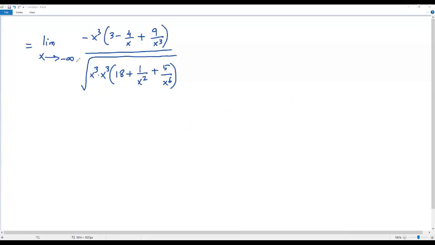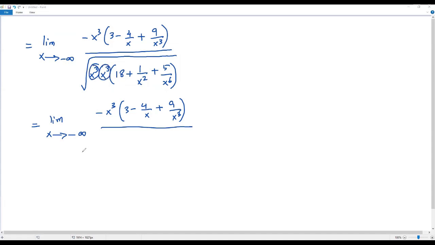Okay, now let's continue. This is the last step of our previous working. Now what we can do is take the limit as x extends to negative infinity. I'm writing the stuff in the numerator as it is: negative x cube times 3 negative 4 over x positive 9 over x cube, divided by the denominator. Here, for every two same quantities multiplied inside the square root, one quantity can be taken out of the square root. So here x cube and x cube are multiplied inside the square root. For these two x cubes, one x cube can be taken out of the square root.